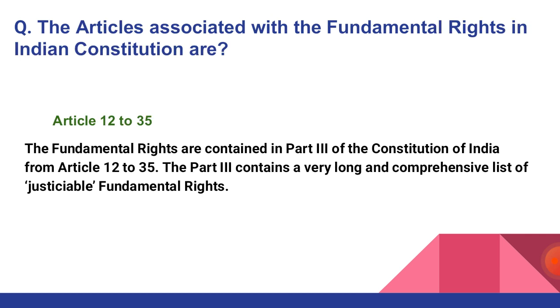And next question. The articles associated with the fundamental rights in the Indian Constitution are? Answer, Article 12 to Article 35. The fundamental rights are contained in Part 3 of the Constitution of India, from Article 12 to Article 35. Part 3 contains a very long and comprehensive list of justiciable fundamental rights.